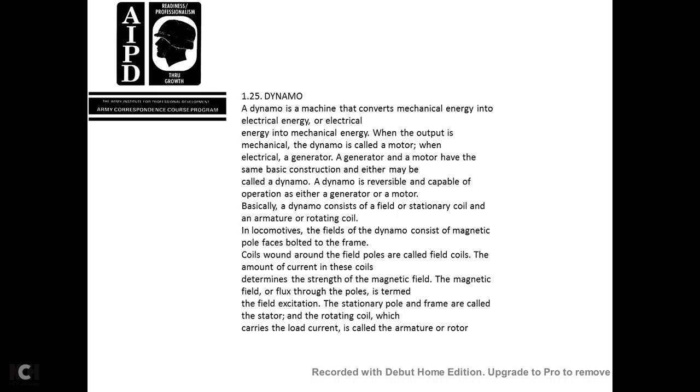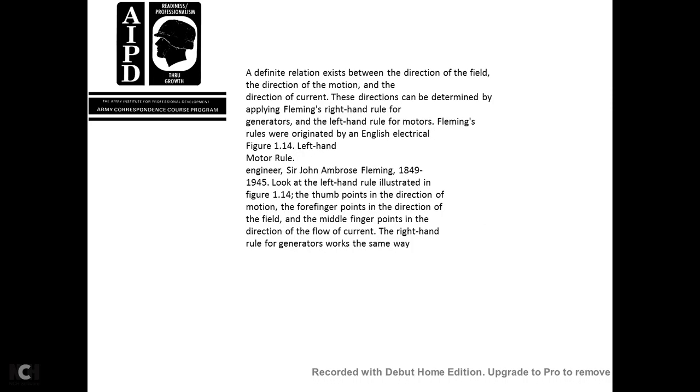The basic dynamo consists of a field, which is stationary, and an armature, which is a rotating coil in the magnetic field. The dynamo field consists of magnetic pole faces bolted to the frame, and the coils wound around the field poles are called the field coils. The amount of current in the coils determines the strength of the magnetic field, or the flux of the poles, termed the field excitation. The stationary poles and the frame are called the stator, and the rotating coil which carries the load current is called the armature or rotor.